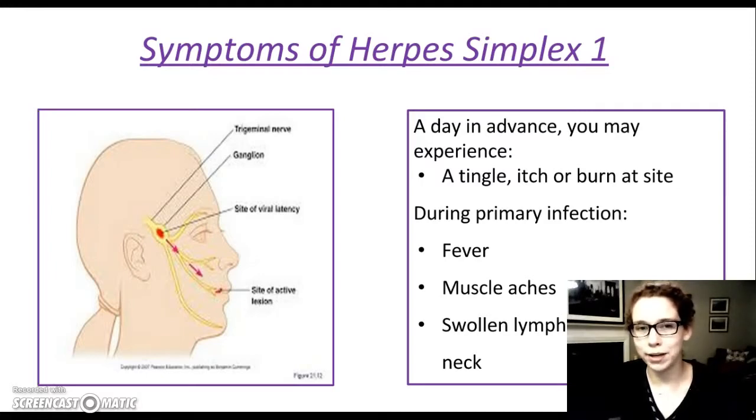During the initial primary infection, when the virus first enters the body, many people will experience high fever, muscle aches, swollen lymph nodes, and other flu-like symptoms. During the subsequent outbreaks, usually a day in advance, carriers will experience a tingle, an itch. Some people describe it as a burning sensation at the site where the virus is going to be surfacing, as you can see in this picture here.